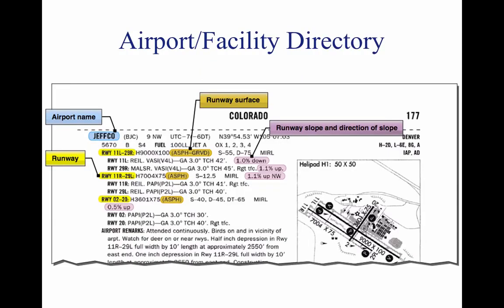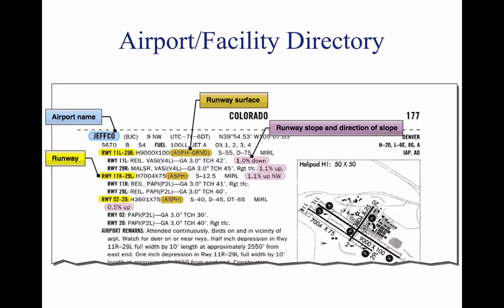The gradient or slope of the runway is the amount of change in runway height over the length of the runway. The gradient is expressed as a percentage, such as a 3% gradient. This means that for every 100 feet of runway length, the runway height changes by 3 feet. A positive gradient indicates the runway height increases, and a negative gradient indicates the runway decreases in height.